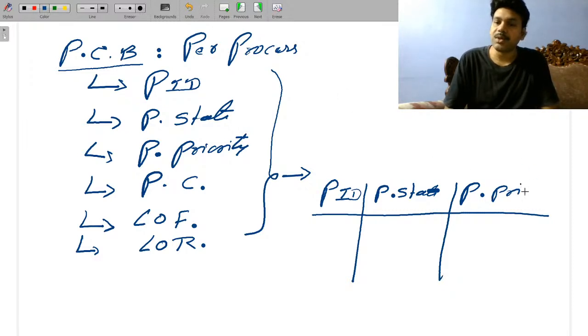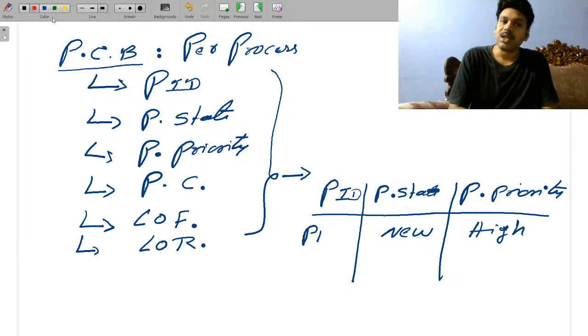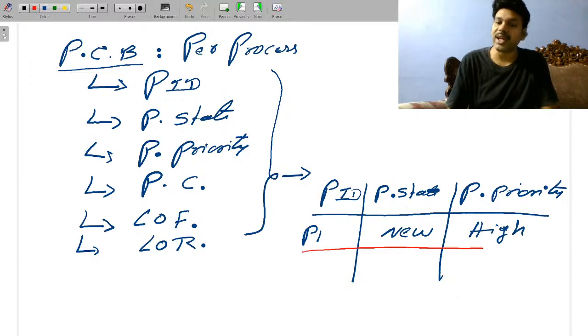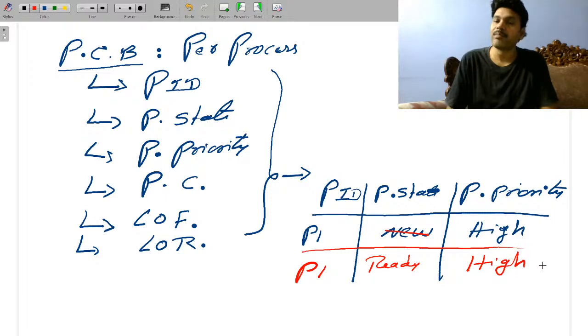So here, what is going to happen? Please observe carefully. Process P1 is initially in the new state, with high priority. Soon after, this process moves to the next state, the ready state. Then P1's new state is updated to ready, with the same priority. After that, P1 is switched to the CPU. That means it enters the run state with a high priority.